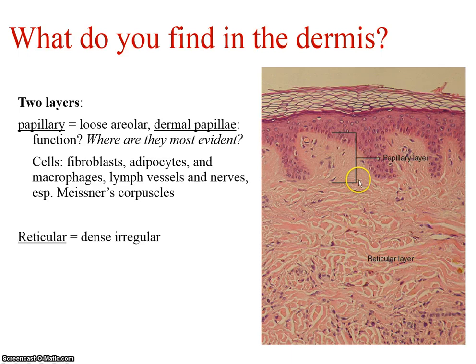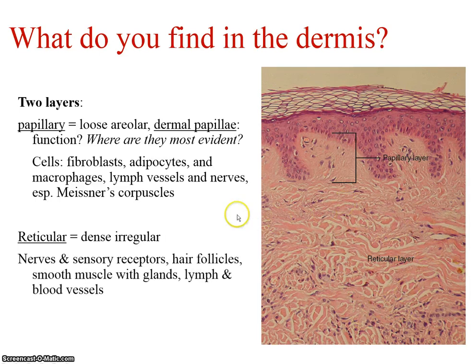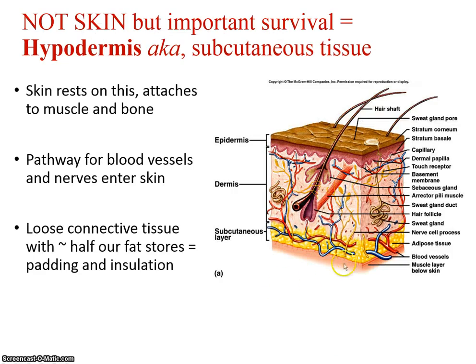Your reticular layer from here on down is really a dense, irregular connective tissue. So all this pink is really collagen, and a lot of these purple dots are fibroblasts, right? So we have a lot in here as well. All right, there's a lot of other nerves, a lot of free nerve endings, hair follicles, smooth muscle with glands. So again, we said smooth muscle really helps to move things. So it surrounds the glands, sebaceous glands, sweat glands. More lymph and blood vessels would be here too. So pretty busy.